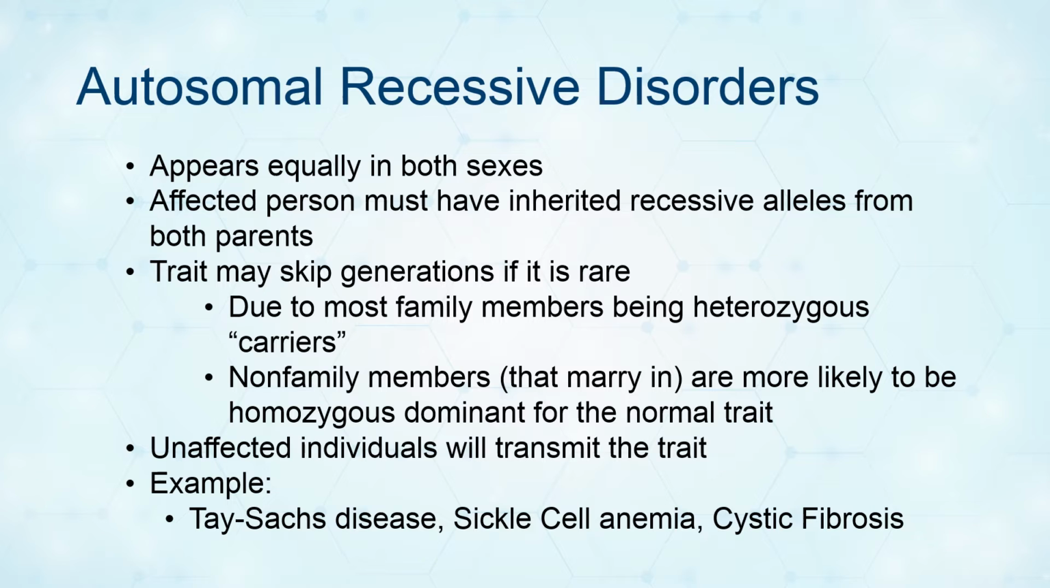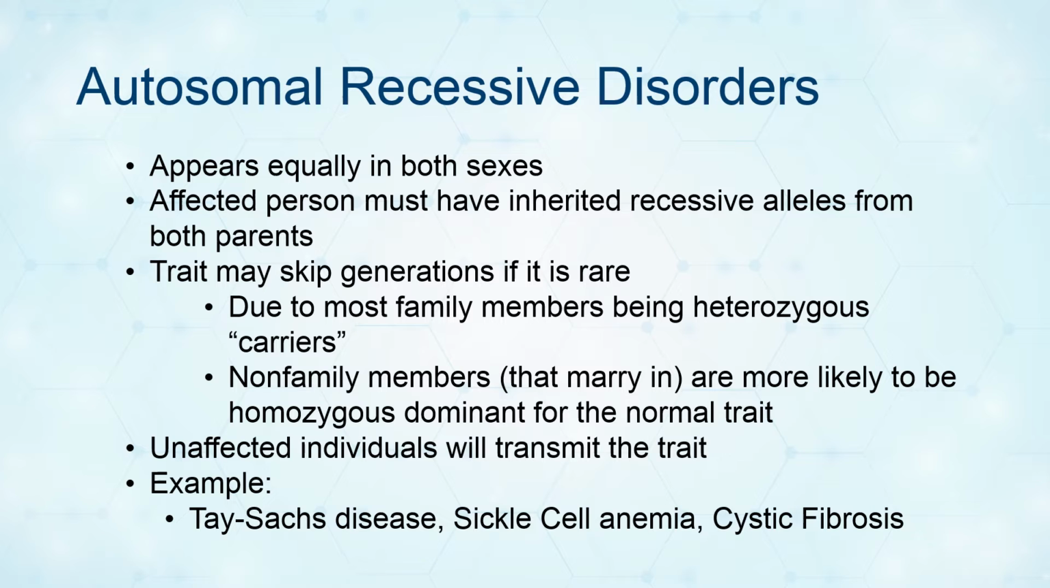What about autosomal recessive disorders? Now, once again, because it's autosomal, we would expect them to be equal between males and females. An affected person, because it's recessive, must have received a recessive allele from mom and a recessive allele from dad. That's how you get a recessive disorder. If the trait is rare in the human population as a whole, it may skip generations. And this is because you'll have non-affected heterozygous carriers.